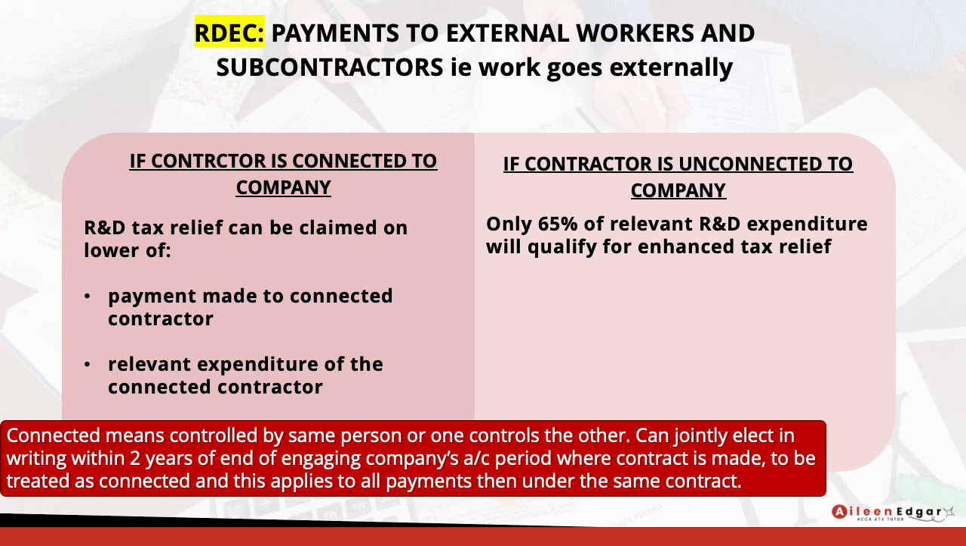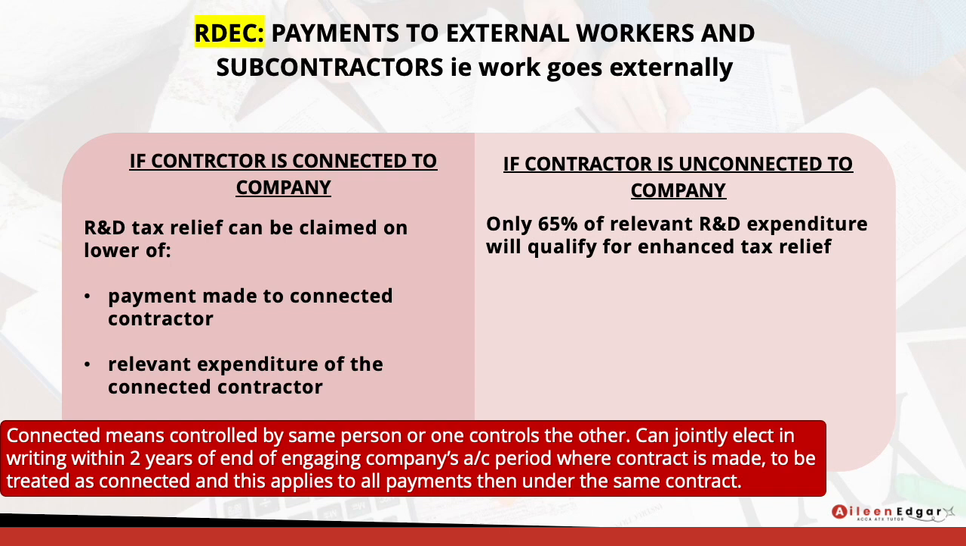It may instead be subcontracted to another company. Where payments are made to unconnected external workers and contractors, there's a cap of 65% on the expenditure that will qualify for enhanced tax relief. Whereas if the work is carried out by a connected person or company, then the amount of R&D tax relief that can be claimed is the lower of the payment made to the connected contractor and the relevant expenditure incurred by the connected contractor. Connected means controlled by the same person or one controls the other.